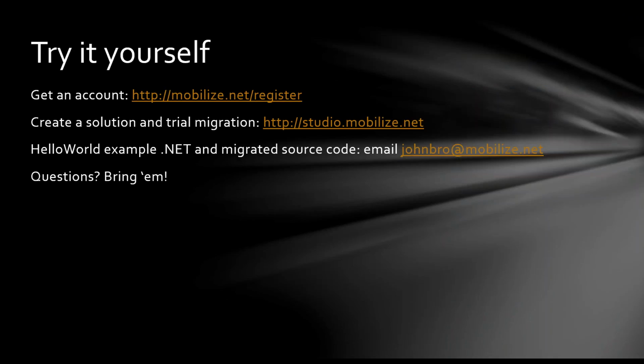You can try this yourself. You can go to mobilize.net/register and get your free account on studio.mobilize.net, where you can create a solution and do a trial migration. You can get the source code here for Hello World, or if you email me, I'll send you the before and after source code for the Salmon King Seafood demo that we just showed. I'll send you a Dropbox link or OneDrive link if you want. It gets kind of large after we put all of the model view controller stuff in it.